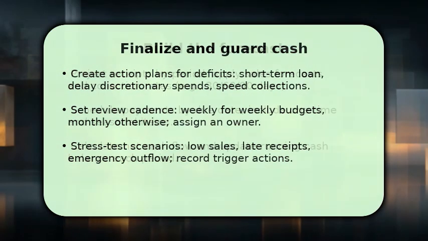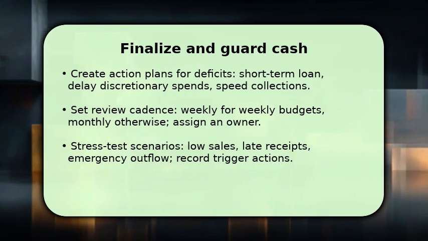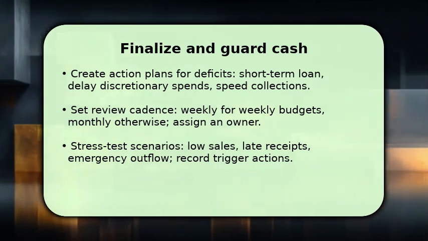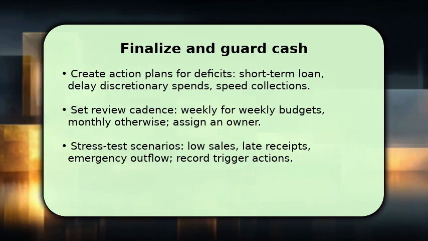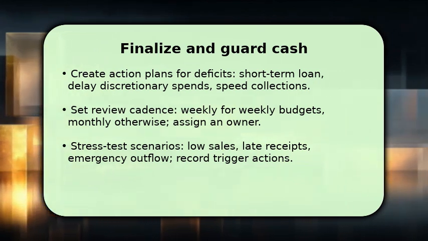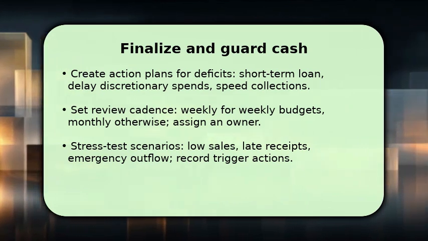controls. If a projected deficit appears, decide corrective steps. Arrange short-term financing, delay discretionary spend, or accelerate collections. Write these actions down. Then set a review cadence, weekly for tight budgets, monthly for stable ones, and assign an owner to keep it current.